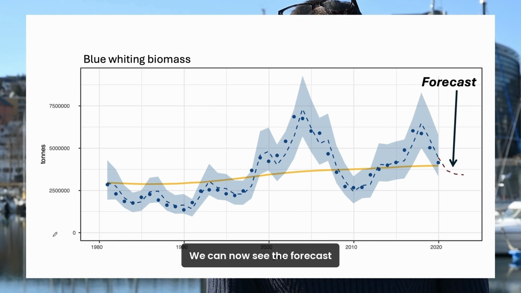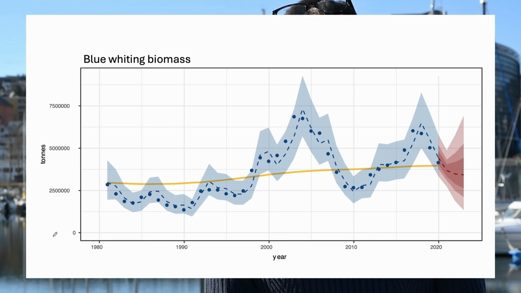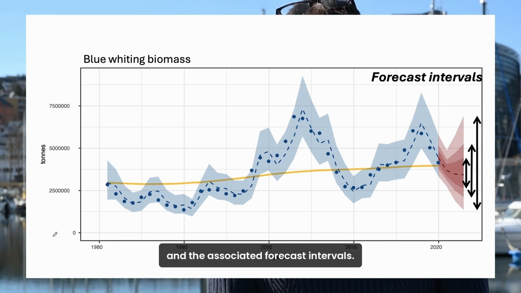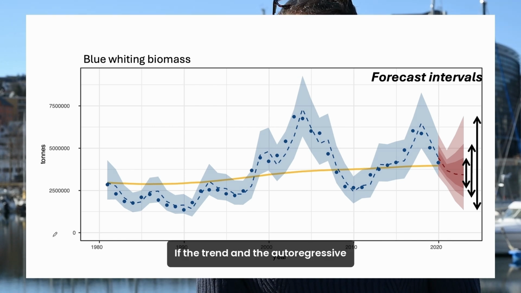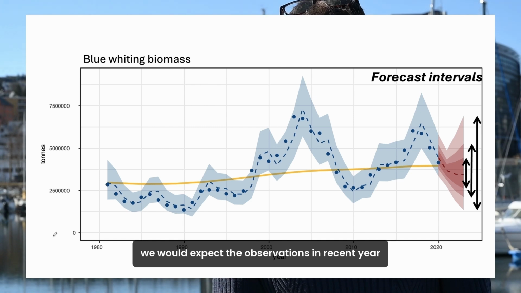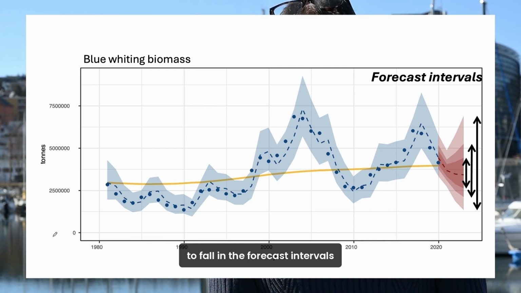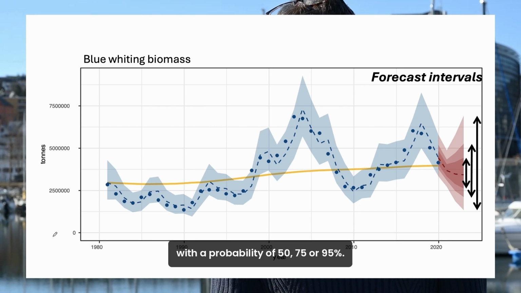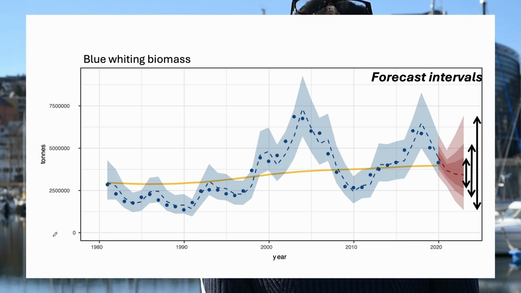We can now see the forecast for the 3 most recent years and the associated forecast intervals. If the trend and autoregressive process continue as before, we would expect the observations in recent years to fall in the forecast intervals with a probability of 50, 75, or 95%.